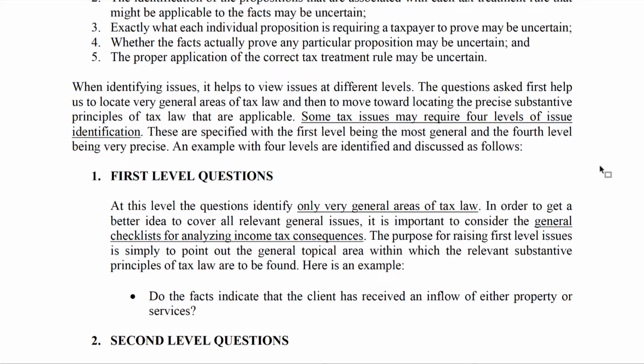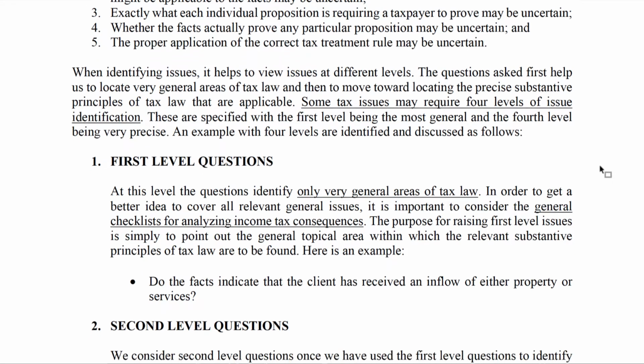All right. So in the first level question, again, we're looking at the very, very high level. So we might ask, we have an example here, do the facts indicate that the client has received an inflow of either property or services? So we're looking at whether there's actually some type of inflow coming in. That's that first question, right? That's what we're focusing on. Okay, so we asked that question.